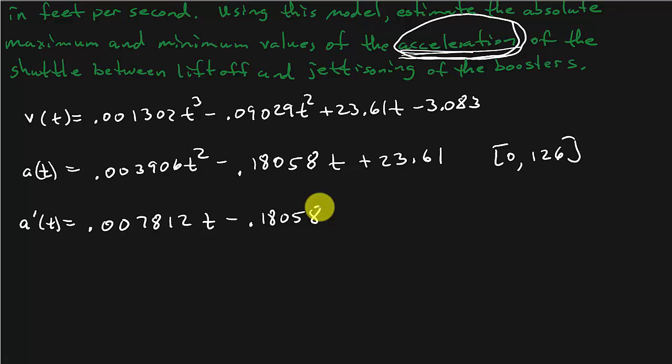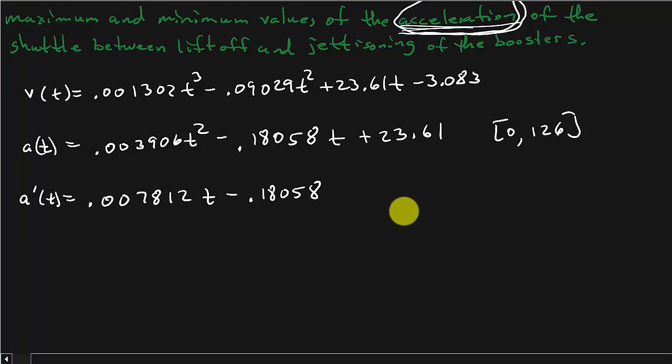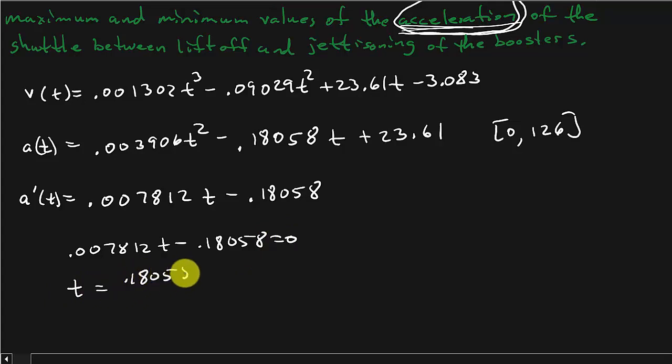I'm kind of glad they asked us to do the acceleration, because if we were doing the velocity, we would have had to put that in the quadratic formula to solve it. So it made it a little easier. So now we take 0.007812 t minus 0.18058 and set that equal to 0. So t is equal to 0.18058 divided by 0.007812, and that gives me t is equal to 23.12.